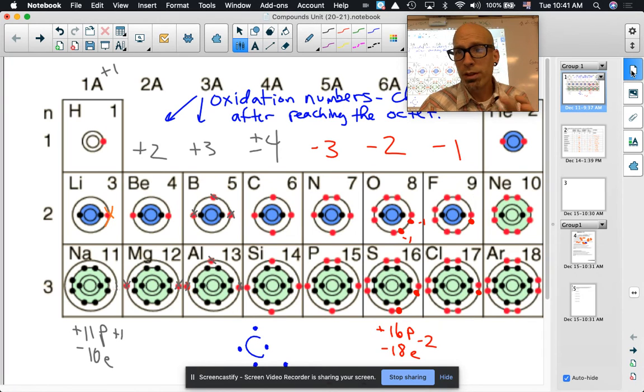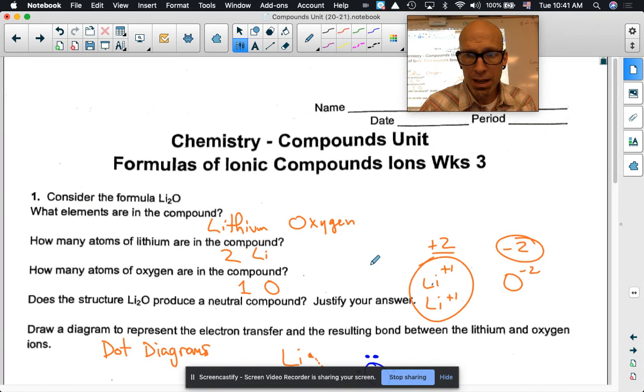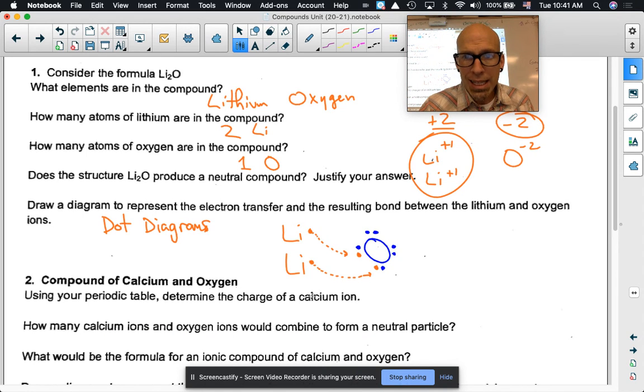Now, the trouble with the dot diagrams is that you'll never see that. You will never see that lithium has a full outer level because we don't draw the second most outer level. We only draw the outermost. So once the outermost level is empty, the next level down becomes the outermost and it's full. We have to just remember that, oh yeah, once those are gone, now the new outermost level is full. So I hope that kind of makes sense.